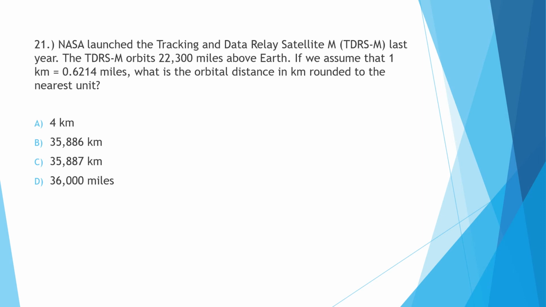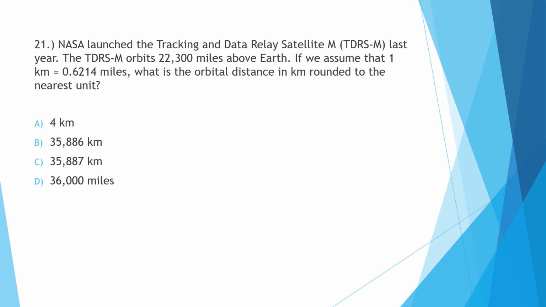NASA launched the Tracking and Data Relay Satellite last year. The satellite orbits 22,300 miles above Earth. If we assume that 1 kilometer is equal to 0.6214 miles, what is the orbital distance in kilometers rounded to the nearest unit?